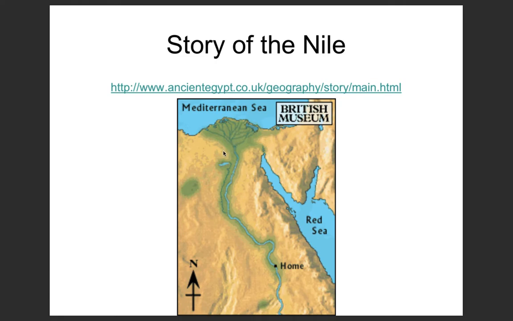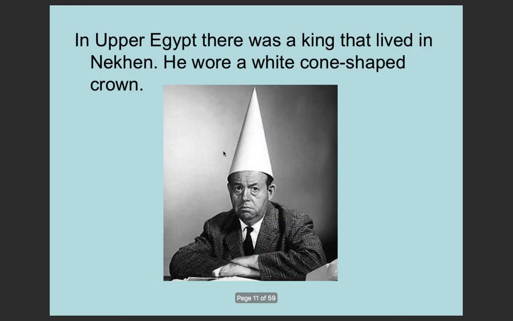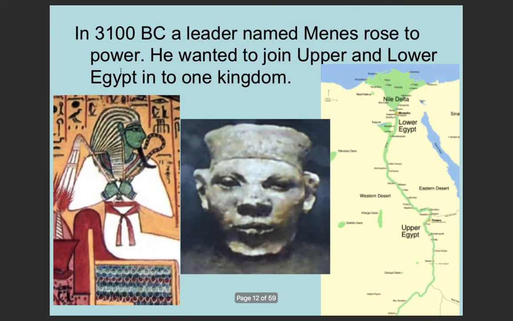So here's just a nice map of the Nile and Egypt so that you can see the delta. It's very fertile here. It looks like a fan shape. We know that two rivers come together, the White Nile and the Blue Nile, and they form the Nile River, and these are called tributaries.